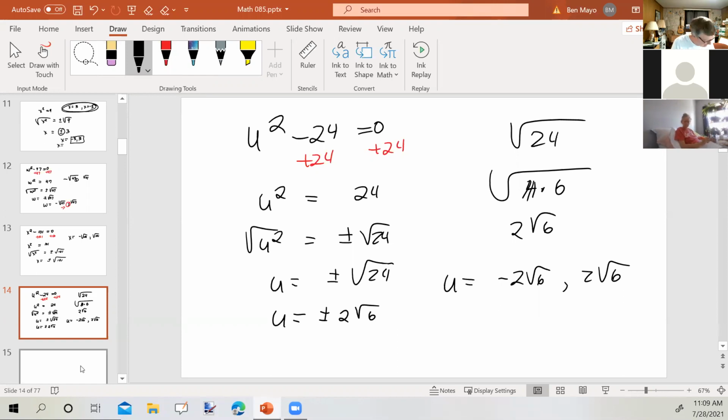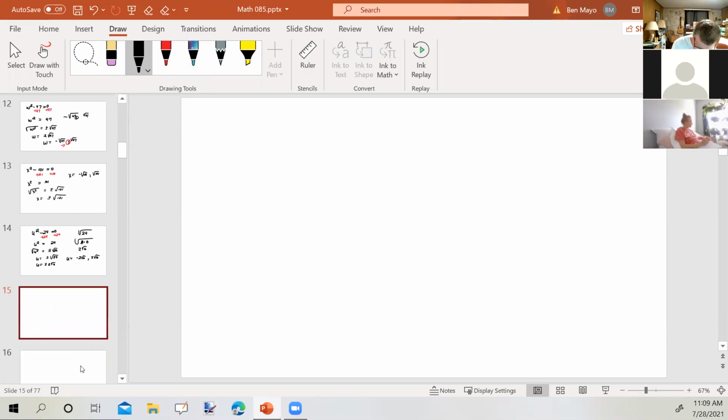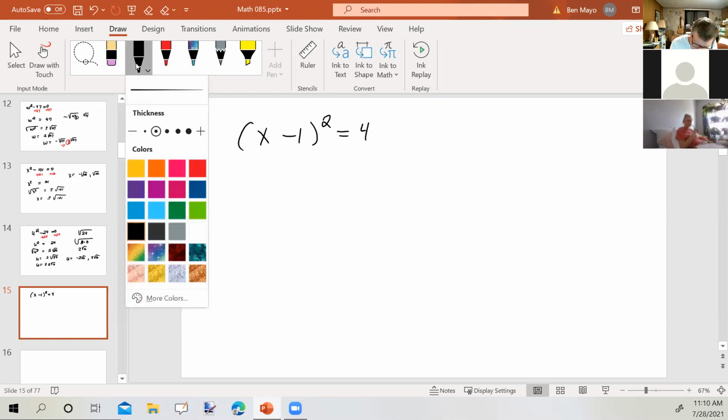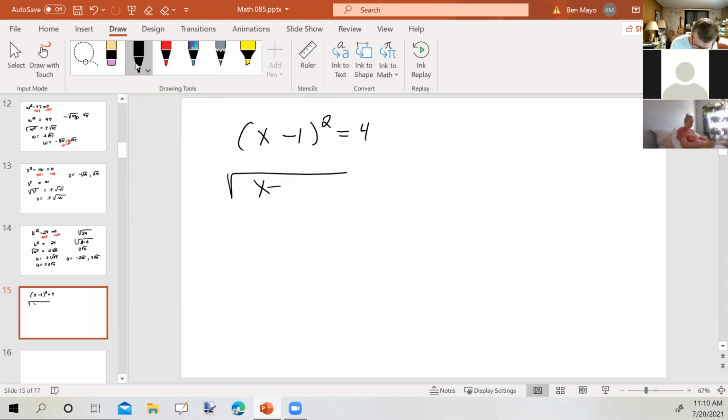Okay, let's take a look at this one. Here we have the quantity x minus 1 squared equals 4. It's already in that special form. On the left side of the equation, it has a perfect square, meaning 2 identical factors, and it contains the variable. On the right side, we have a constant. So what we're going to do now is take the square root of both sides of the equation.